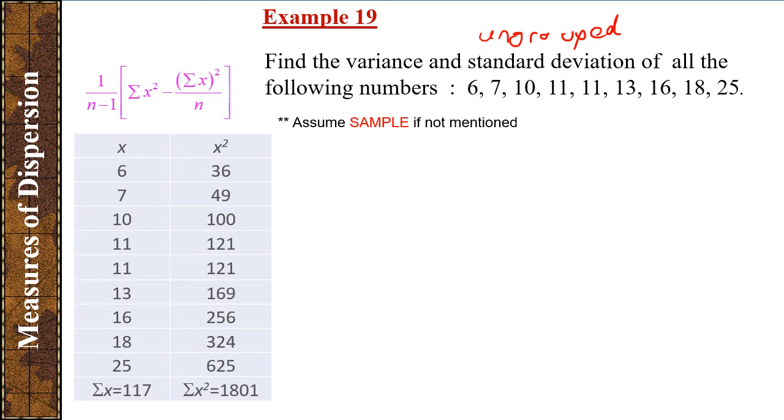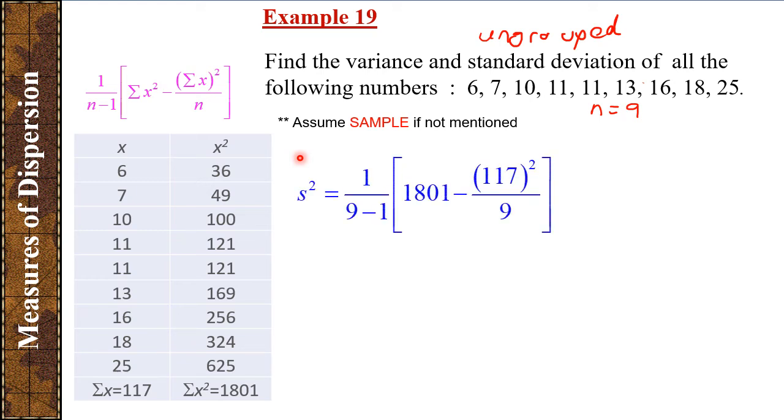At the bottom here, we have the sum of x. The sum of x here is 117. On the other hand, the sum of x squared will be 1801. And the number of n here, we can count it. So we find out the number of n is 9. So we already have all the information: the sum of x squared, the sum of x, and also the n. Then we can substitute all this into our formula to find the variance.